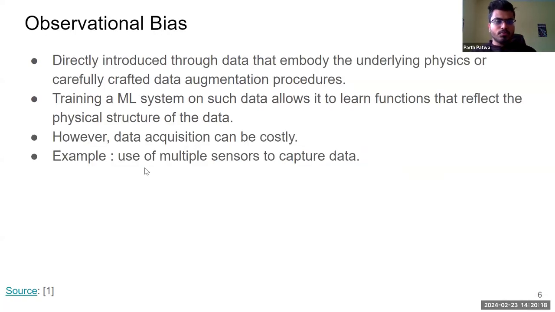There are three types of physics-informed AI. One is observational bias. It is one of the weakest incorporations, where we directly introduce data which embodies the underlying principle, and then use this data to train the ML system. It could be like we are using multiple sensors, like polarization or temperature sensors, to capture the data, and then we use a lot of data to train the systems. But in this case, data acquisition can be costly.